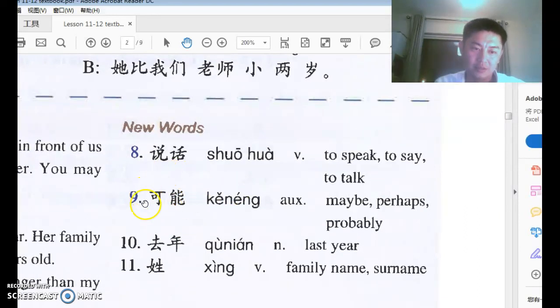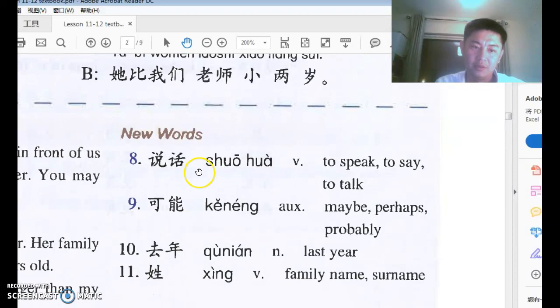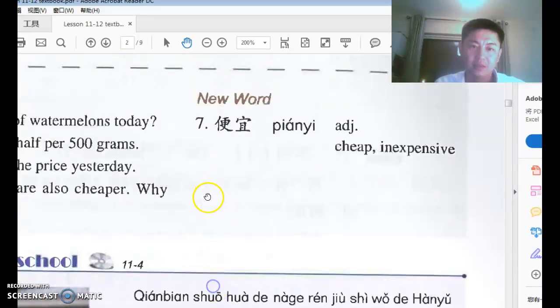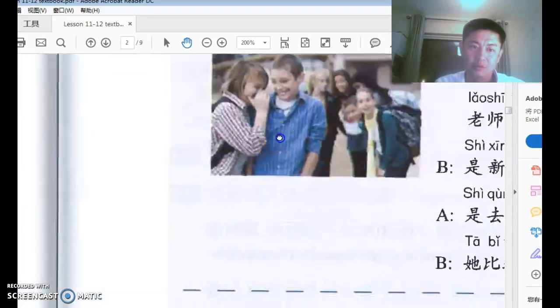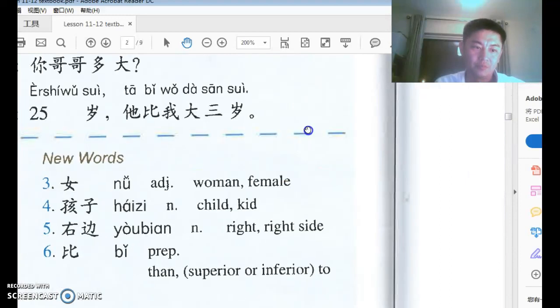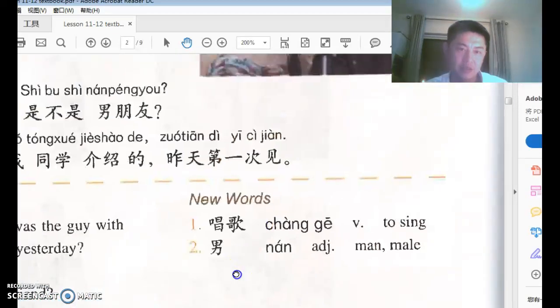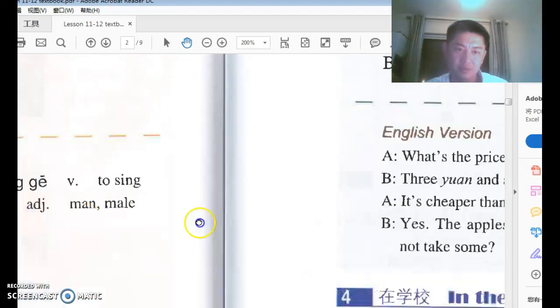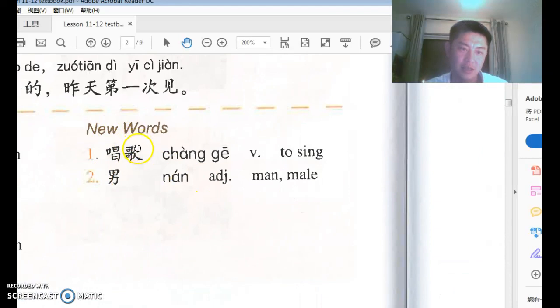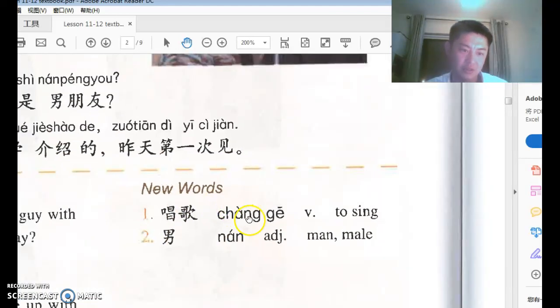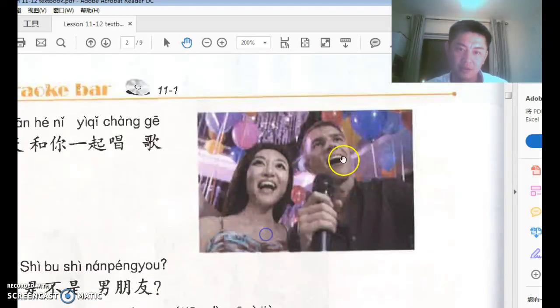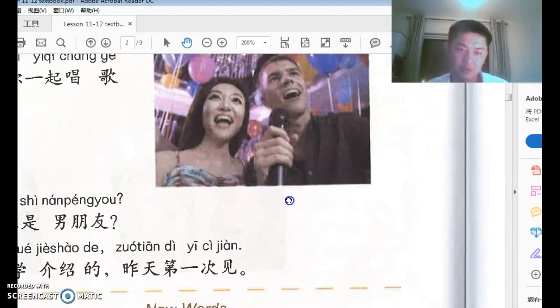In this lesson, 可能 is quite important. 姓, 说话, that's easy. 便宜 is an important one. And what else? B is the most important one, of course. And the structure A plus B plus an adjective. And the adjective can be complicated with some supplements, right? And 唱歌 is an action. 我喜欢唱歌, like to sing. Karaoke, Chinese people love to sing karaoke.